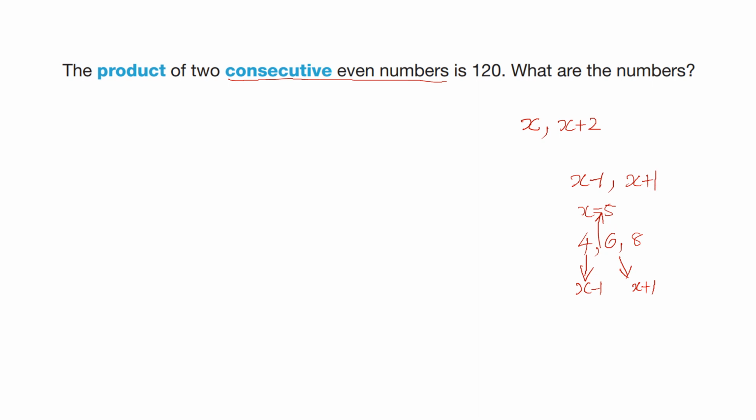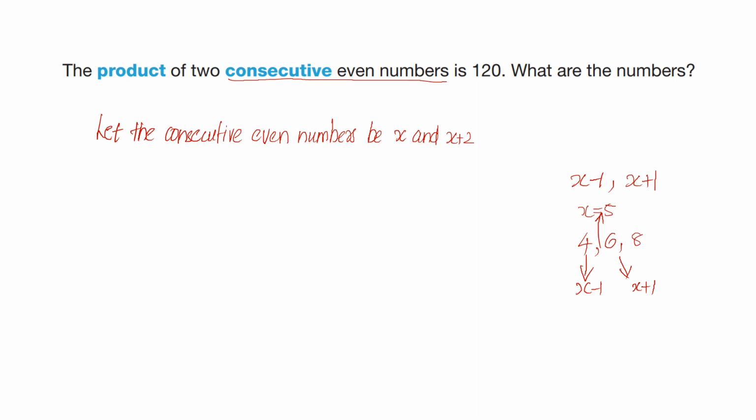Okay, so you can take any numbers, the difference should be 2. That's the only thing. The difference should be 2 since it is consecutive even numbers. Okay, so let the consecutive even numbers be x and x plus 2. If this is x and x plus 2, it's already given that the product is 120. So that says that x times x plus 2 is 120.